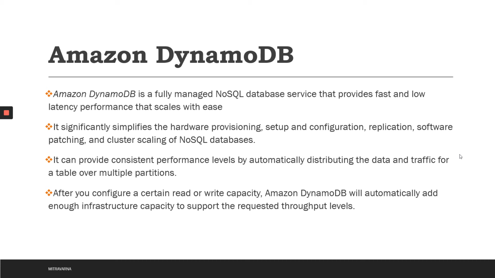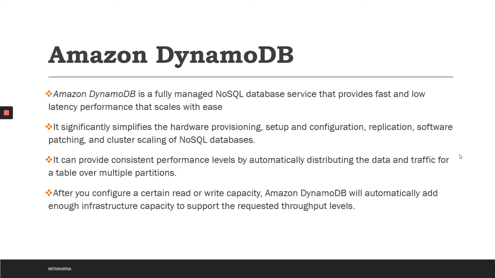This is an example of a NoSQL database. Amazon DynamoDB is a fully managed NoSQL database service that provides fast and low latency performance that scales with ease. It significantly simplifies the hardware provisioning, setup and configuration, replication, software patching, and cluster scaling of NoSQL databases. It can provide consistent performance levels by automatically distributing the data and traffic for a table over multiple partitions. After you configure a certain read or write capacity, Amazon DynamoDB will automatically add enough infrastructure capacity to support the requested throughput level.